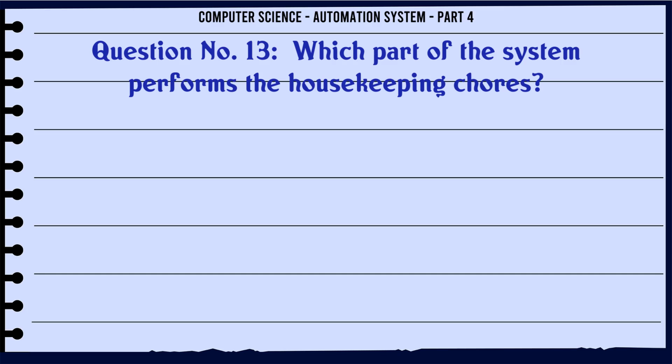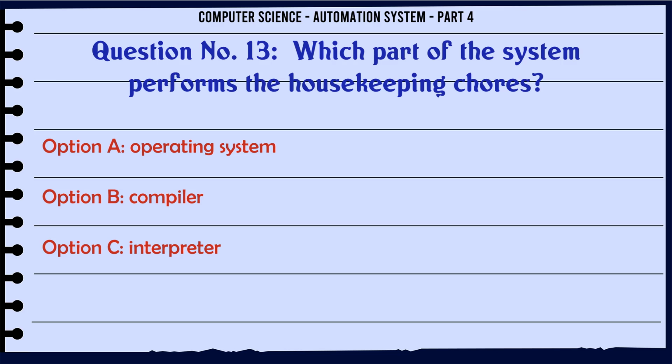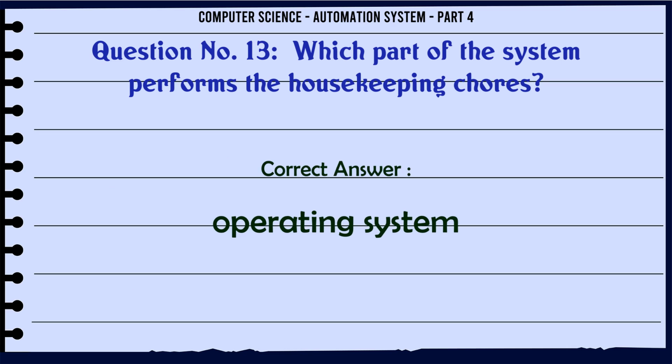Which part of the system performs the housekeeping chores? A. Operating system. B. Compiler. C. Interpreter. D. Translator. The correct answer is operating system.